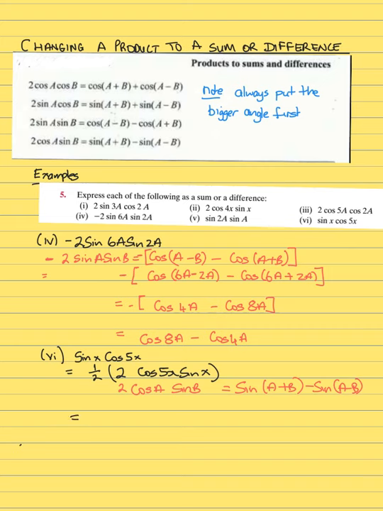We get a half of the sine of A plus B, so 5x plus x, minus the sine of A minus B, 5x minus x. A half of the sine of 5x plus x is 6x minus the sine of 4x. We started out with a product and we end up with a difference.